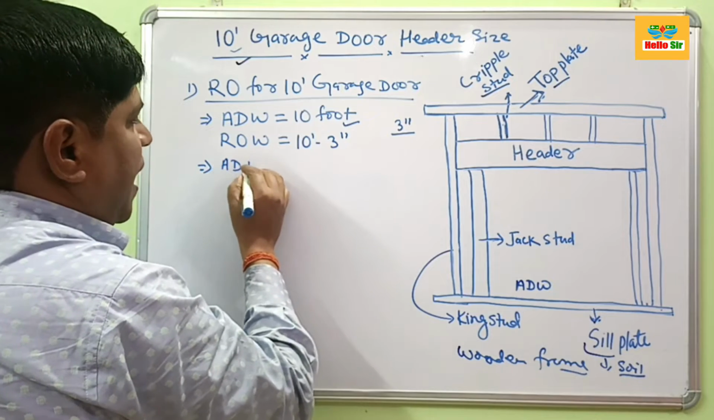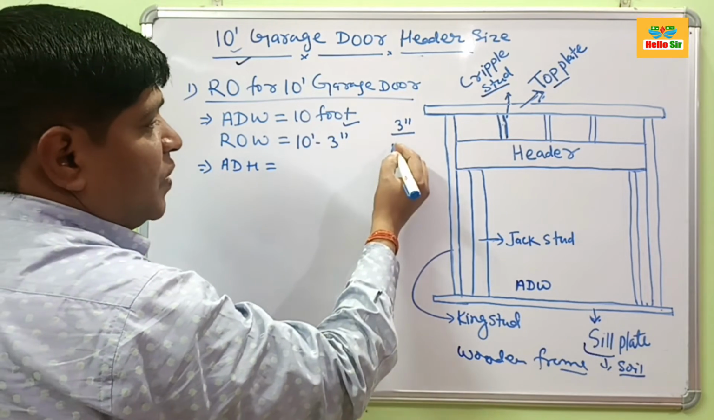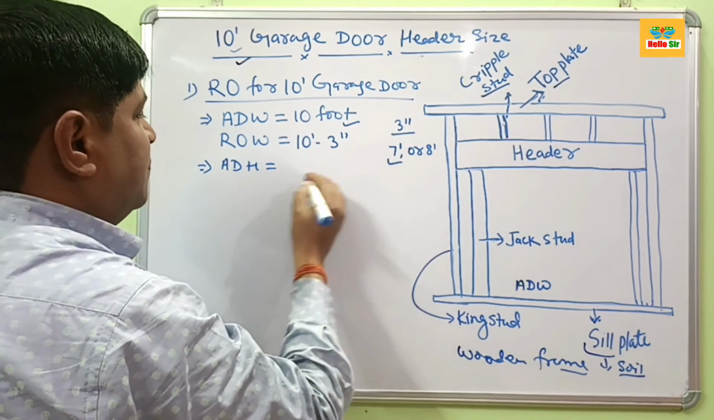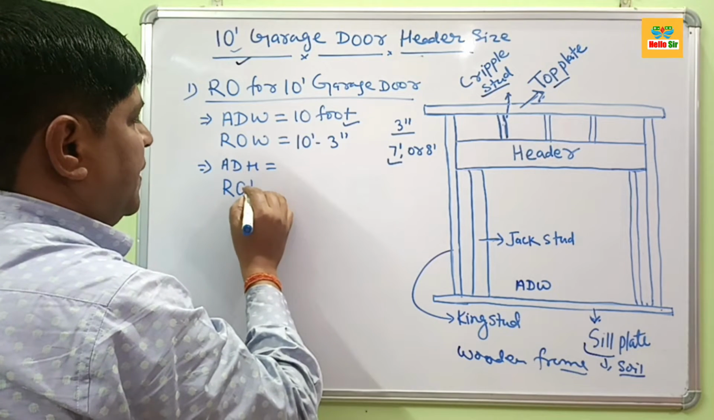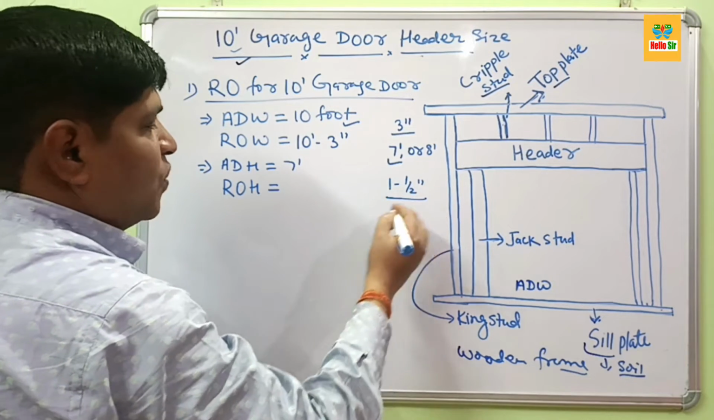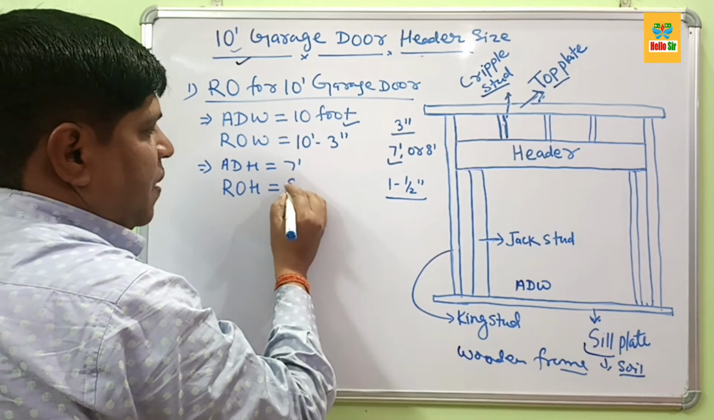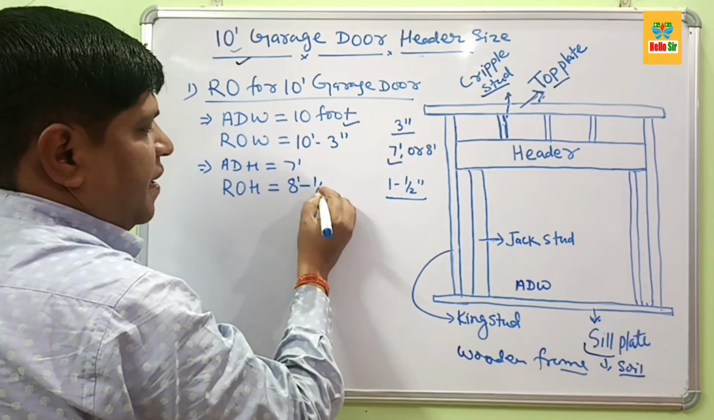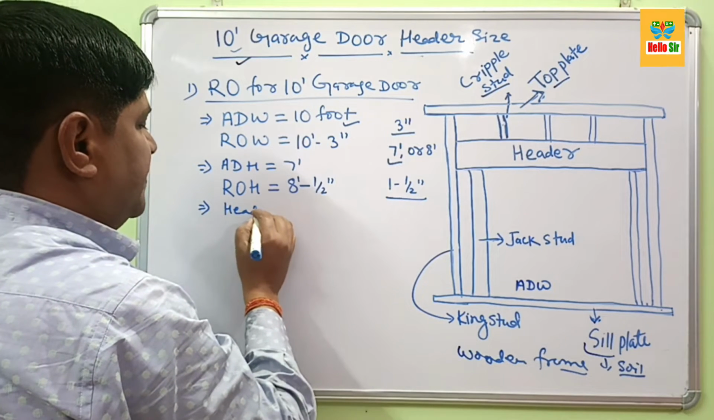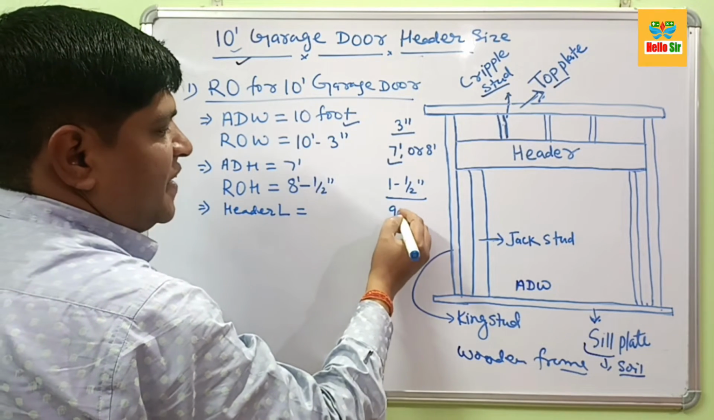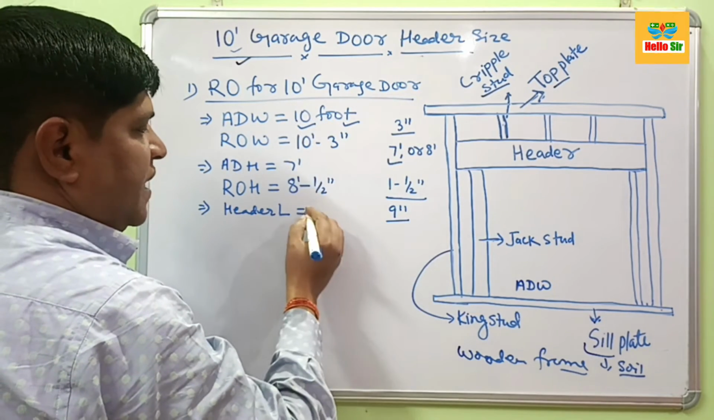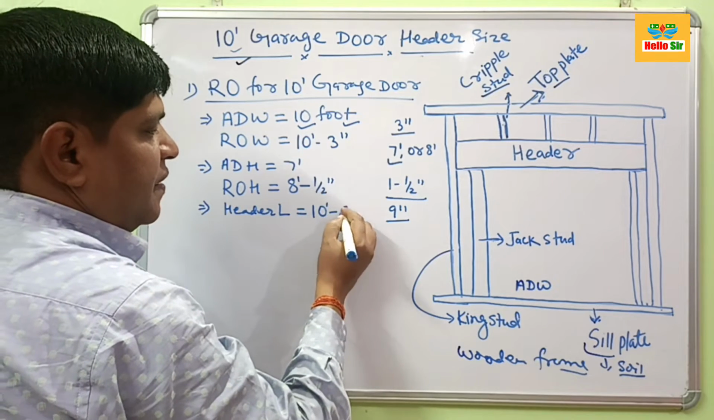The actual door height of a garage is usually about 7 foot or 8 foot. If you take 7 foot, then the rough opening height will be 1.5 inches more than the actual door height. That's why it is about 7 foot and a half inch. And what will be the header length? Header length is 9 inches more than the actual door width. That's why if the door width is 10 foot, then the header length will be 10 foot and 9 inches.